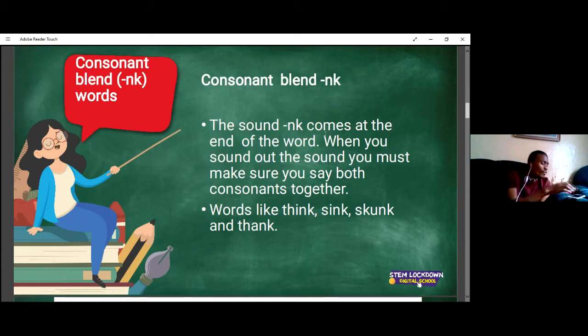I'll give you guys a minute to write this down. Let me give you 1 full minute to write this down. Let me say 2 minutes, because I heard that some people write slow. Write this down. This thing comes at the end of the word.